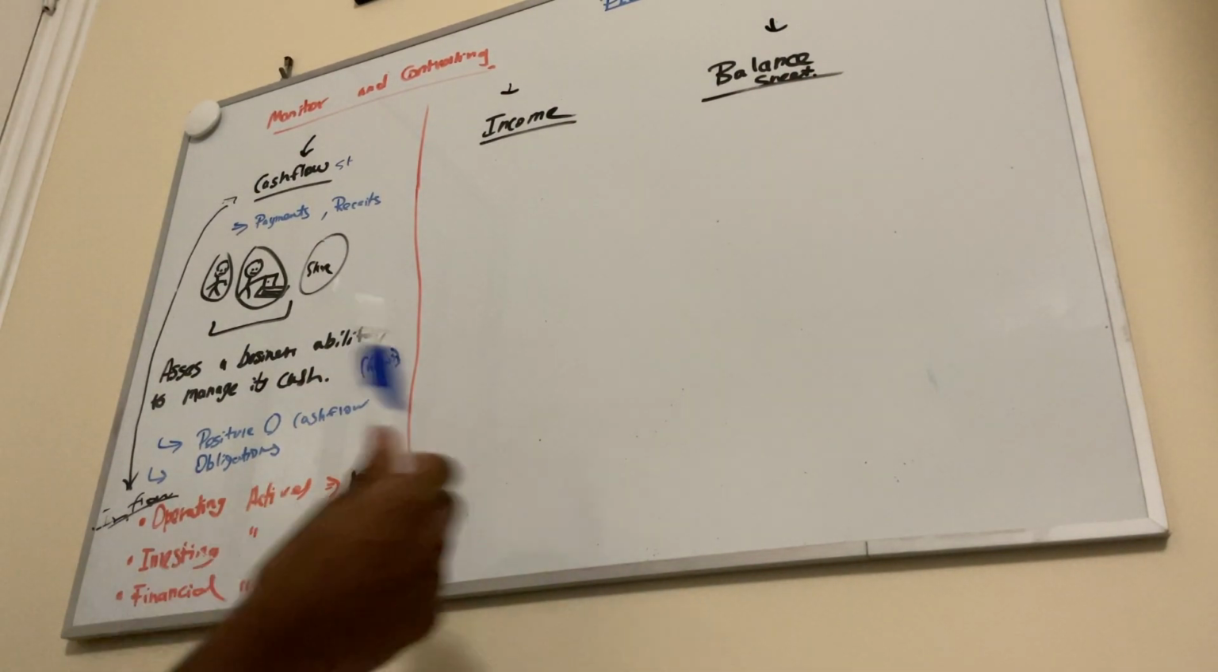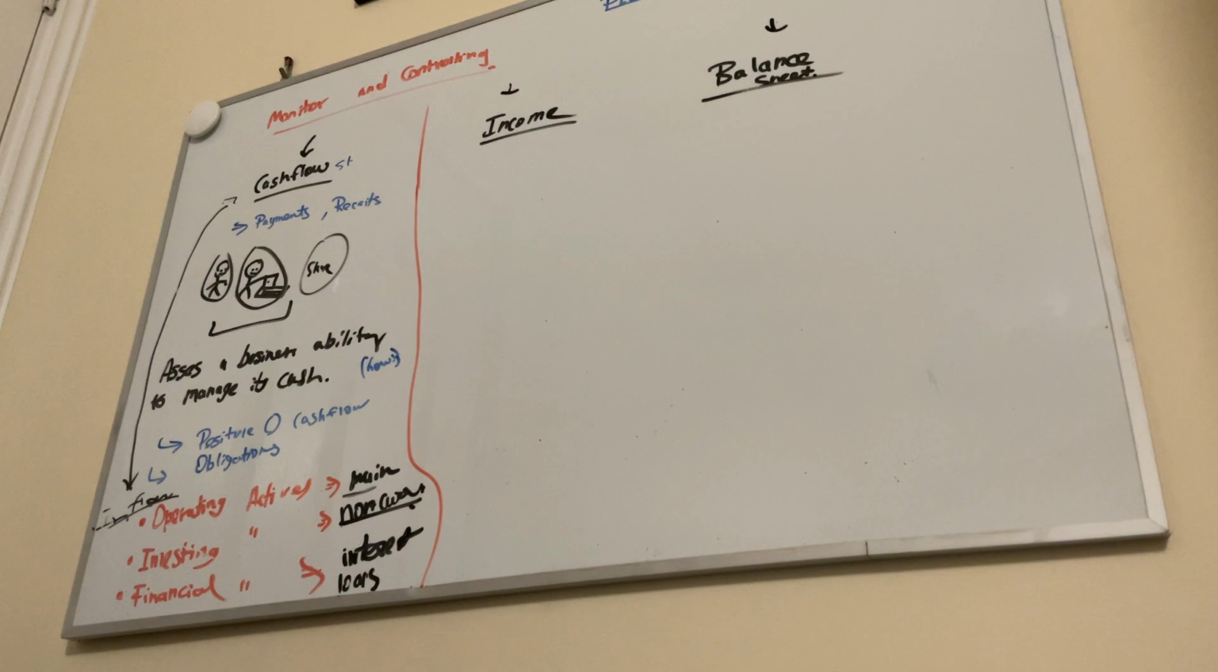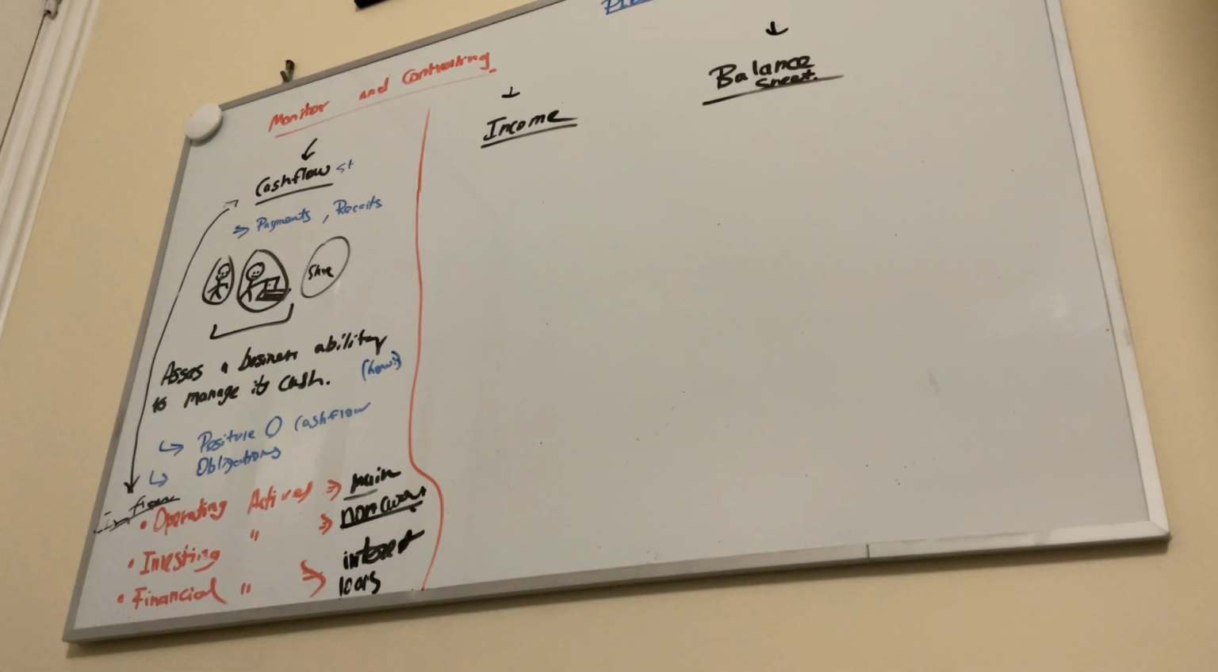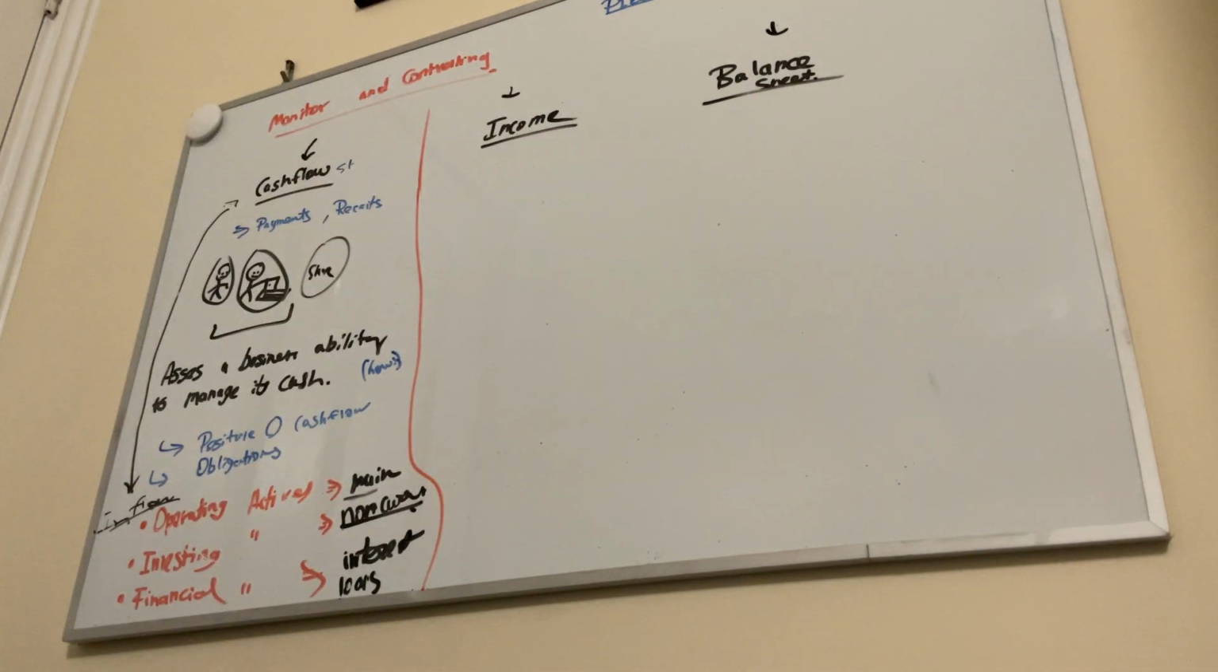Now, let's look at those income statements. Okay, so what is an income statement? An income statement refers to the revenue earned and expenses incurred over a specific period of time. Let me check if the definition is actually right, because I have the book right here. So an income statement refers to the income earned and the expenses incurred over a period of trading.